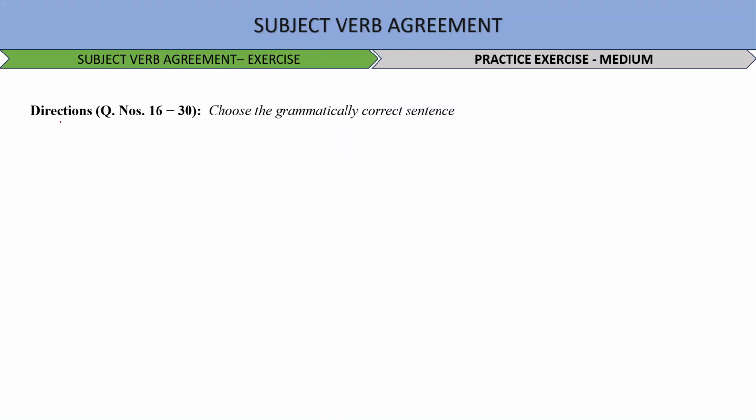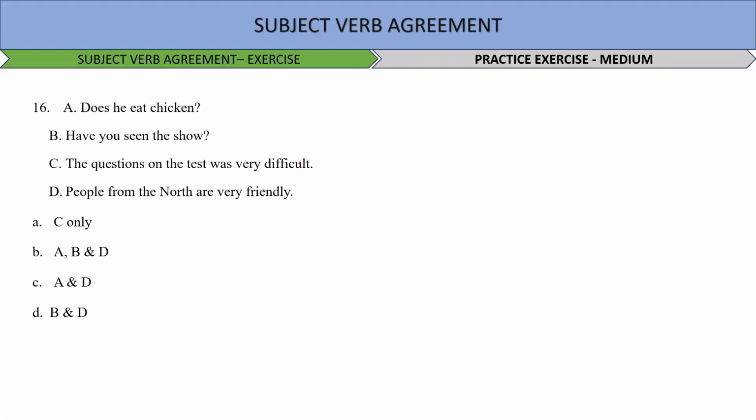Okay, choose the grammatically correct sentence. We have to choose sentences which are grammatically correct. Let's see what are the questions given here. Does he eat chicken? Have you seen the show? The questions on the test was difficult. People from the north are very friendly. So you see, we have to do what the direction says, choose the grammatically correct sentence. So we have to choose a correct one, which means that the rest are incorrectly used.